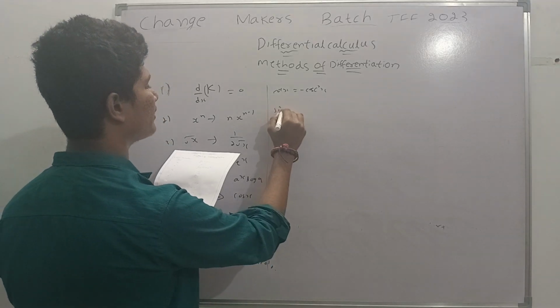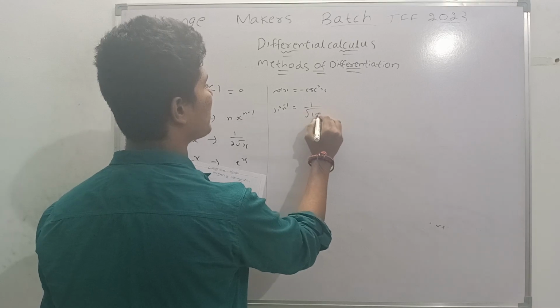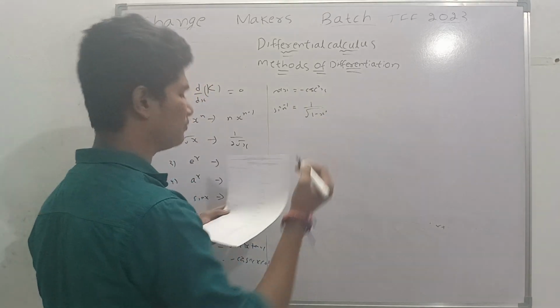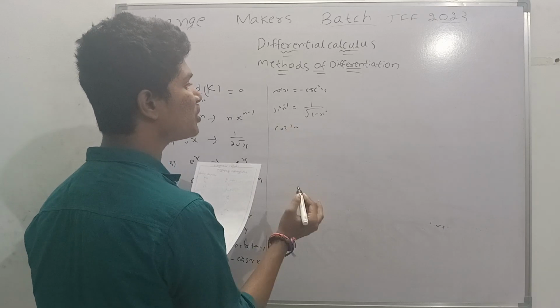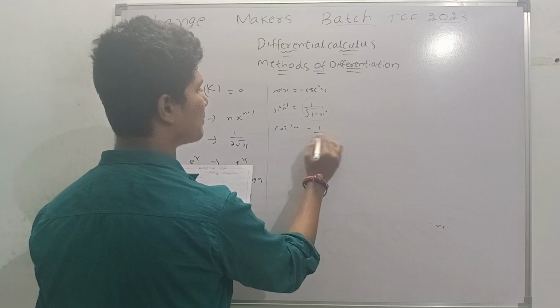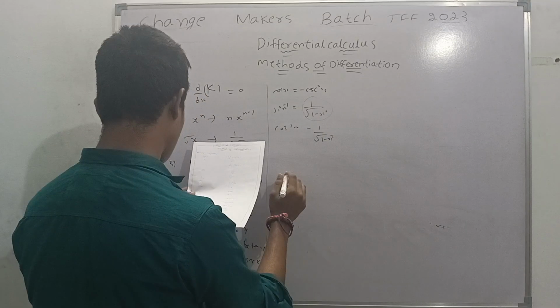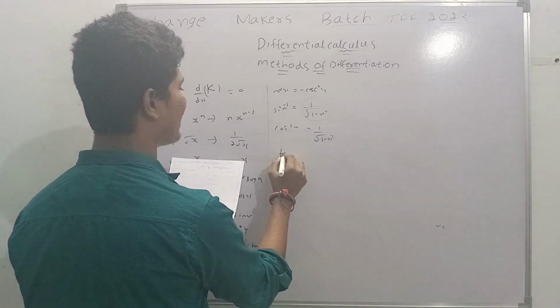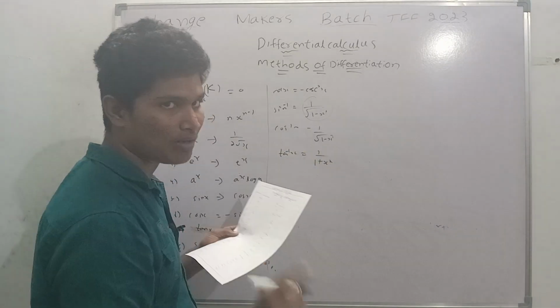And next, sin inverse x. What is the differentiation of sin inverse x? That is 1 by root of 1 minus x square. Next, cos inverse x. Just keep the minus before this: minus 1 by root of 1 minus x square. Sin inverse over, cos inverse x over. Next, tan inverse x. You already know, it is 1 by 1 plus x square.